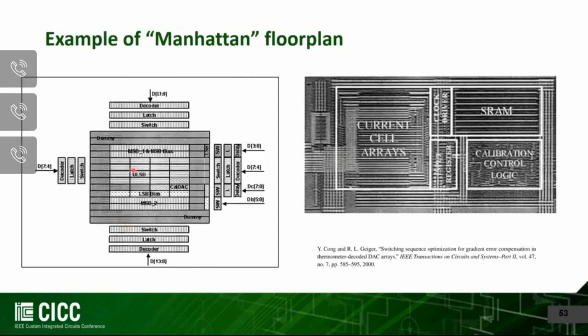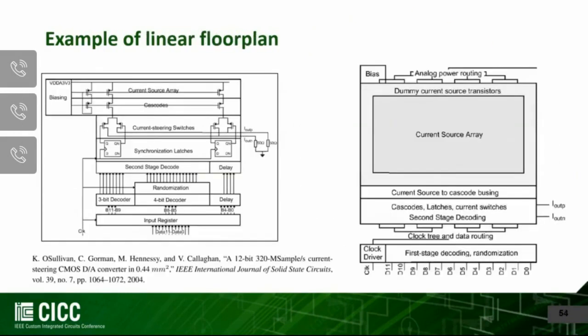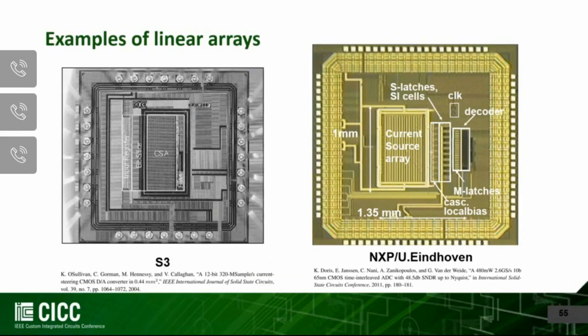Here is an example of a Manhattan floor plan. Here is instead an example of a linear floor plan. More examples of linear floor plans. You can see the current sources all neatly packed together, also over here, in a clean and seamless layout. You can also see the output rails and the latches and the logic away from the analog section and away from common source nodes. The stacks are from a company called S3 and from NXP.